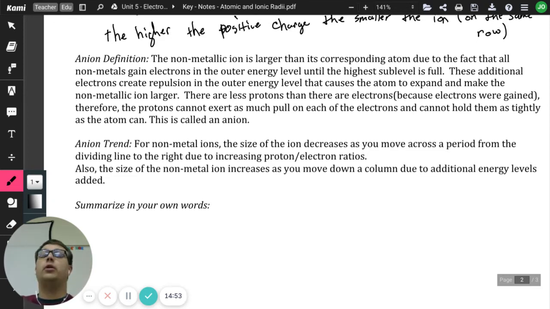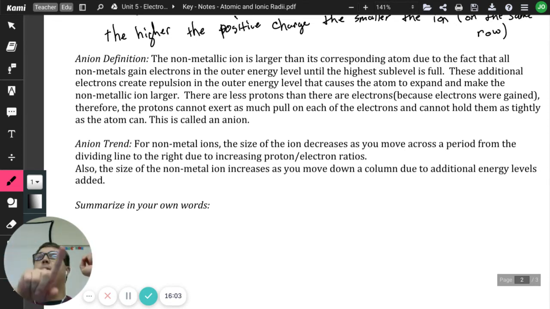Well, for example, if I've got nitrogen, nitrogen normally has 7 protons and 7 electrons, right? So they're going to be in equal balance. Now, when it becomes an ion, that means it gains electrons. How many electrons? Well, it gains 3. If it gains 3 electrons, that means it's got 3 more electrons than it does protons, which means those electrons are going to be able to get a little bit further away from the nucleus.